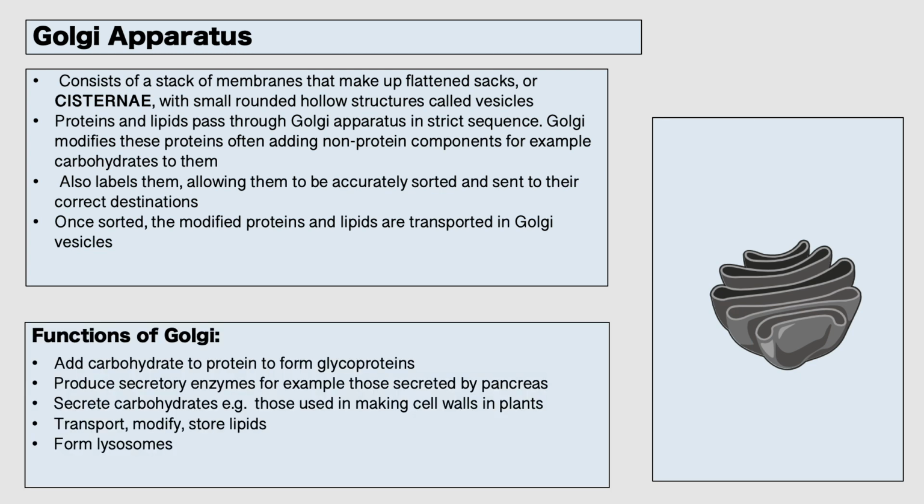The functions of the Golgi are to add carbohydrates to proteins to form glycoproteins, to produce secretory enzymes, for example those secreted by the pancreas, to secrete carbohydrates, for example those used in making cell walls in plants, to transport, modify and store lipids, and to form lysosomes.